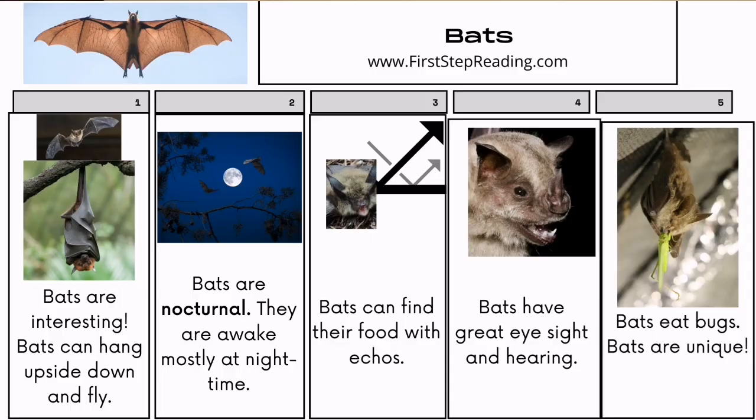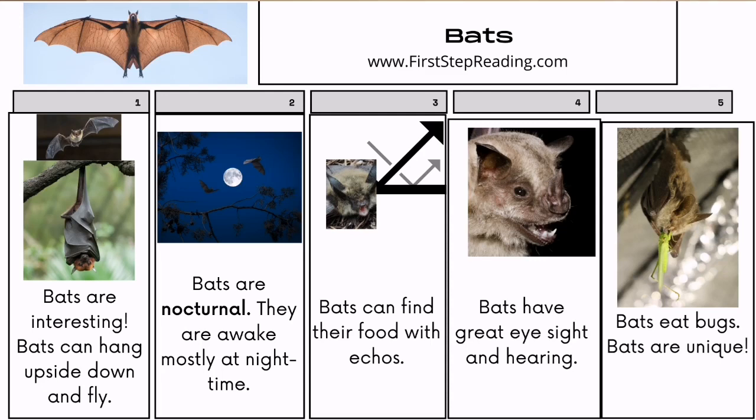Now we're going to learn about bats. Bats are interesting. Bats can hang upside down and fly. Bats are nocturnal. They are awake mostly at nighttime. Bats can find food with echoes. Bats have great eyesight. They can see well, and hearing. They can hear well. Bats eat bugs.